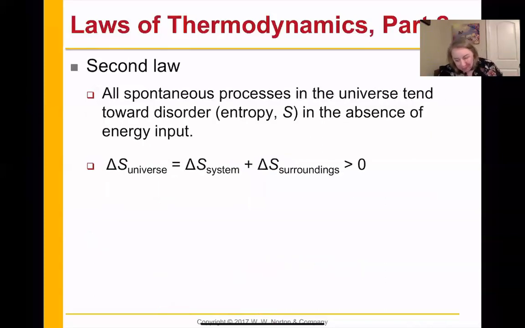Okay, so our second law. Our second law says, in the absence of energy input, all of our spontaneous processes in the universe tend towards the dispersal of energy. Disorder, you probably heard it that way before. And the measure of the disorder is always increasing in the universe. So the universe is always tending towards disorder. So if you look at our disorder, that's S, right?